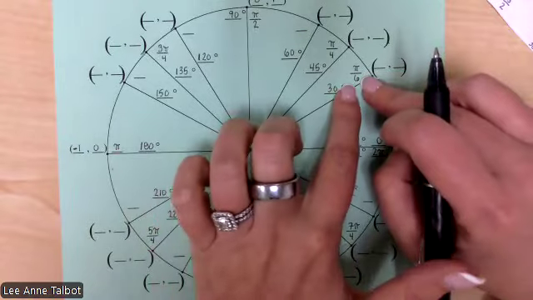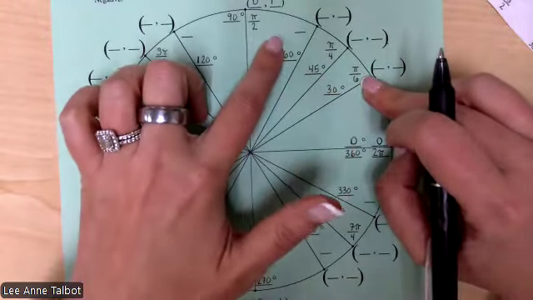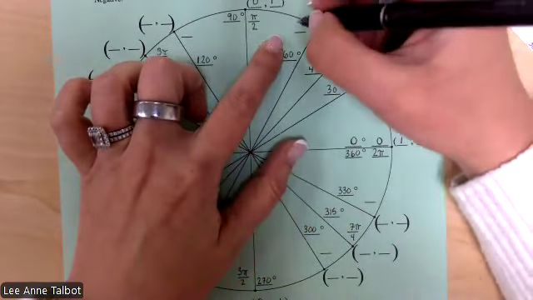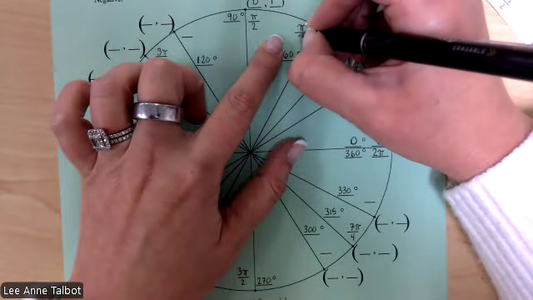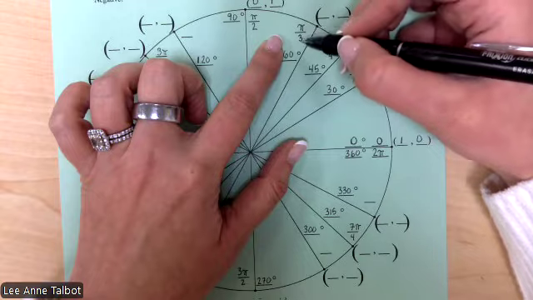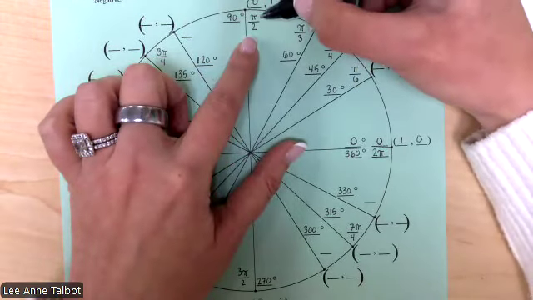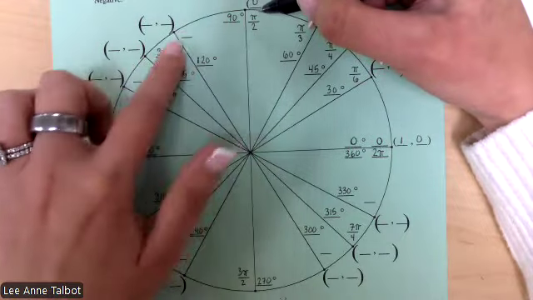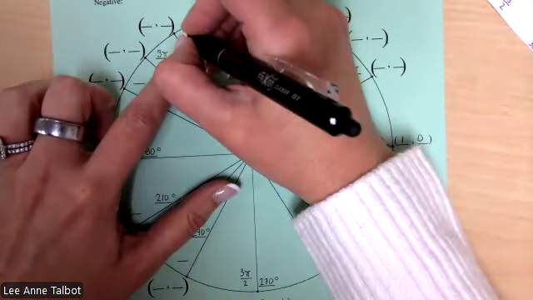Okay, 1 pi over 6, 2 pi over 6. Does everyone see my 2 pi over 6? Okay, now we already wrote the 3 pi over 6. 4 pi over 6.